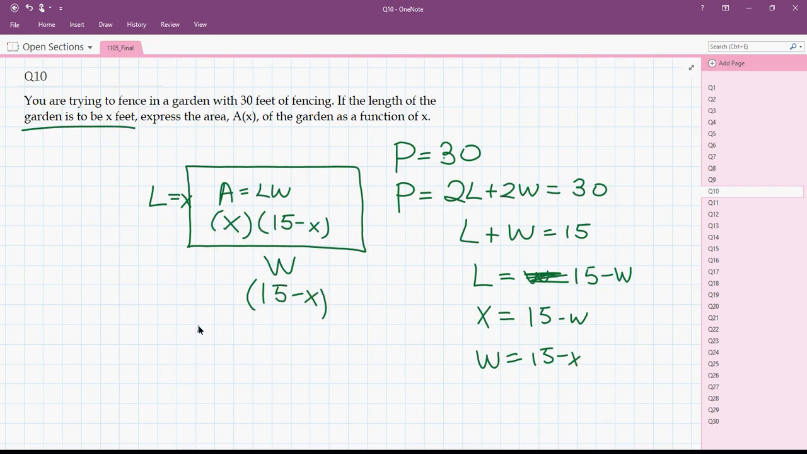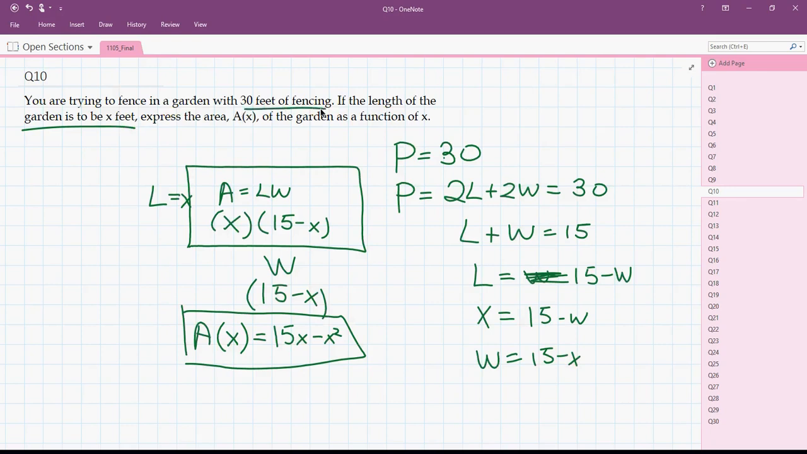So then if we wanted a formula that expresses the area purely as a function of x, we would do this multiplication and get 15x minus x squared. And that is based on us being able to create a substitution rule based on the fact that we know how much perimeter we have.